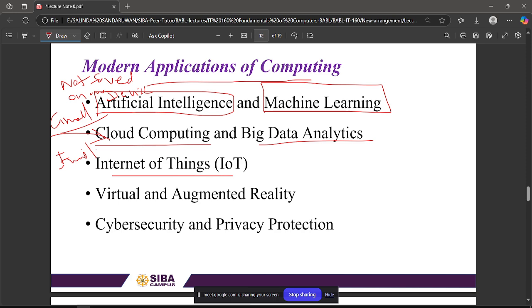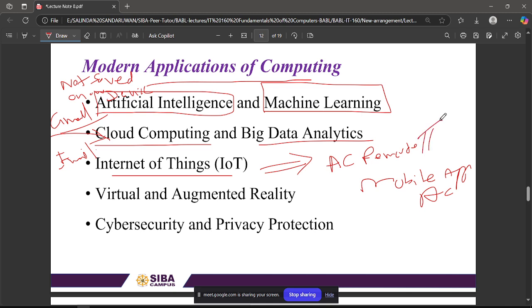And what about the Internet of Things? I think in the last lecture I mentioned, think about the AC remote. Nowadays we are using the AC remote, right? But now there are mobile apps, and you can control the AC device using that mobile device, right? And there are even smart ACs, which automatically detect the room temperature, and then turn the temperature down, or turn it on or off automatically. So it's intelligent.